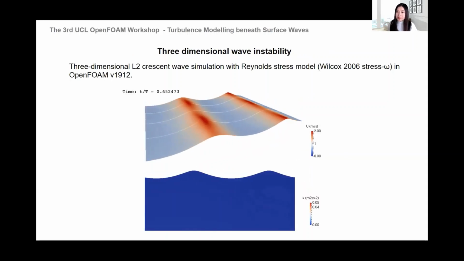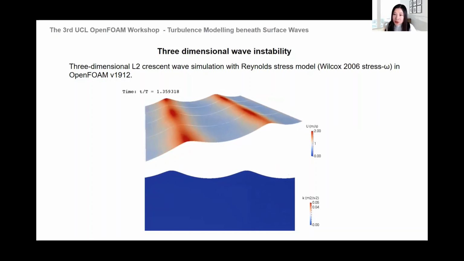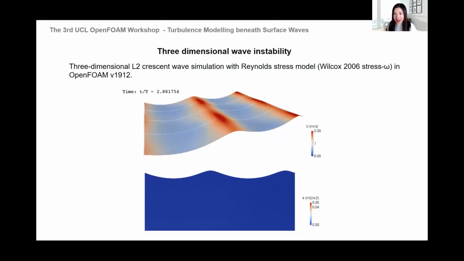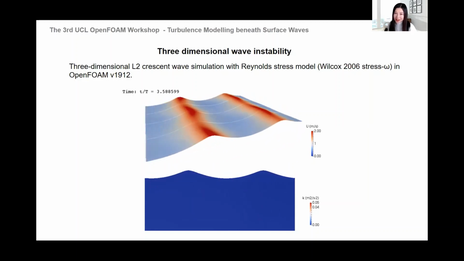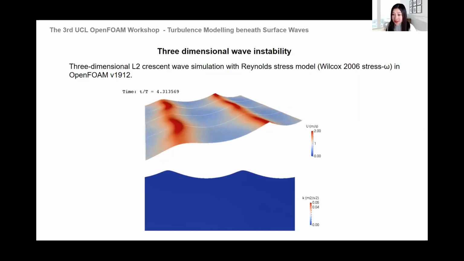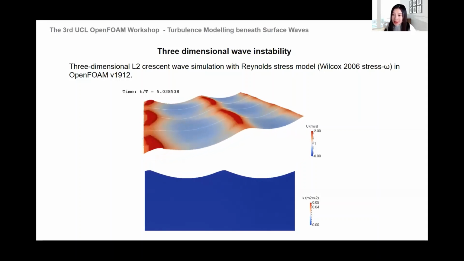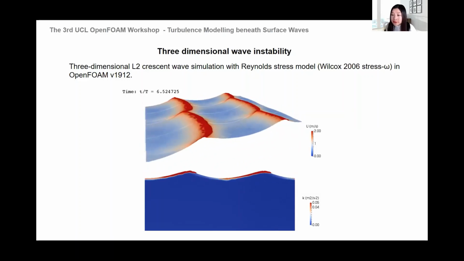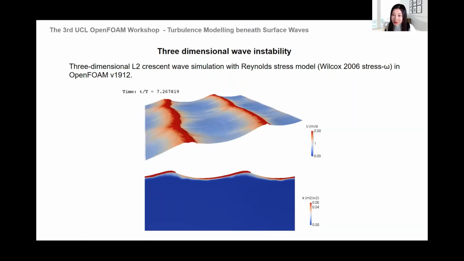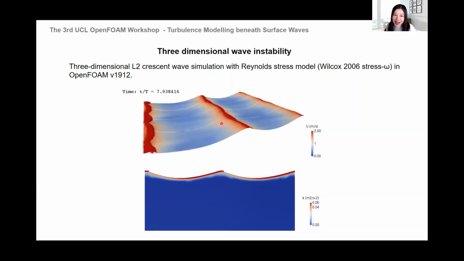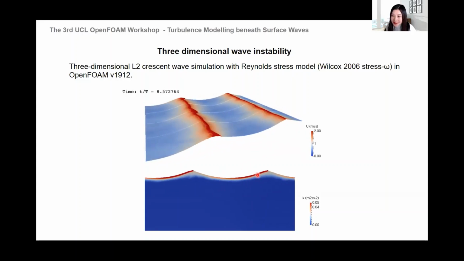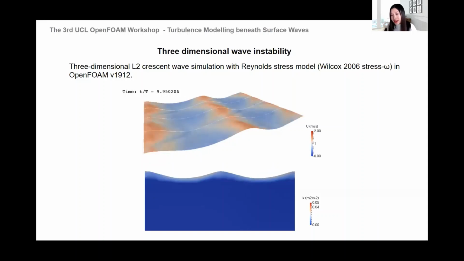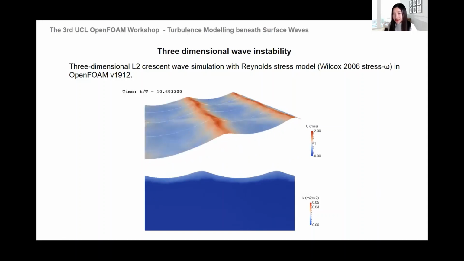More recently, we have applied this RSM model to simulate three-dimensional wave instability in terms of crescent waves, which you have seen on the first slide of my presentation, if you can remember. This wave instability is due to 3D perturbation. Initially, it is a deep water 2D wave train, but with 3D disturbances, the carrier wave will interact with the perturbation. So it becomes steeper and then breaks. You can see after wave breaking, there will be turbulence generated beneath the waves. So this kind of 3D wave is actually commonly seen in the ocean.